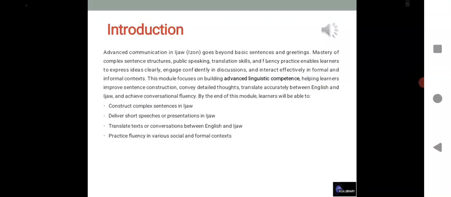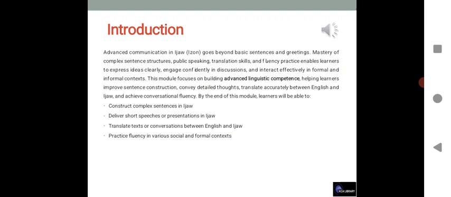Advanced communication in Ijaw extends beyond basic greetings and simple sentence formation. It involves the ability to use more complex grammatical structures, express detailed and abstract ideas, and communicate effectively in both formal and informal contexts. At this level, learners are expected to demonstrate greater control of vocabulary, sentence construction, and contextual meaning, enabling them to engage in deeper conversations and structured discourse.